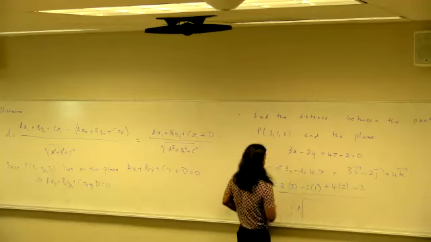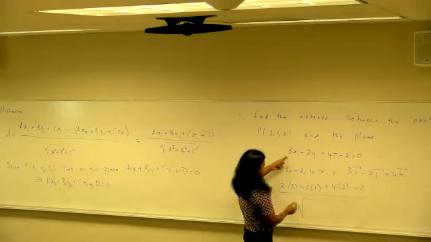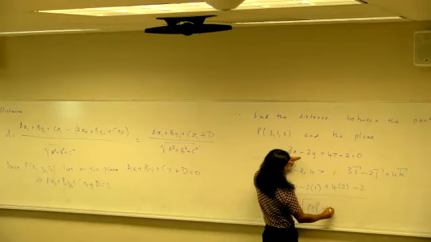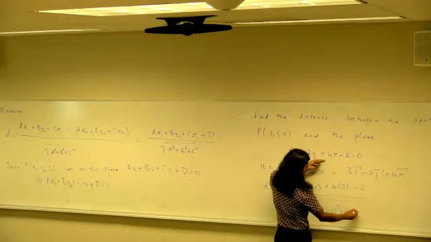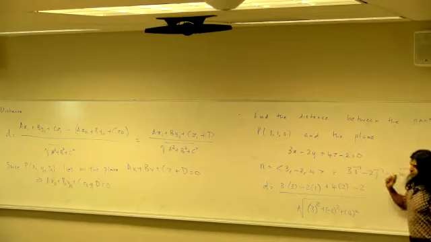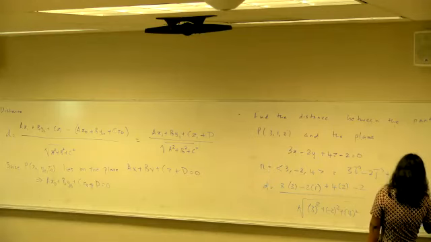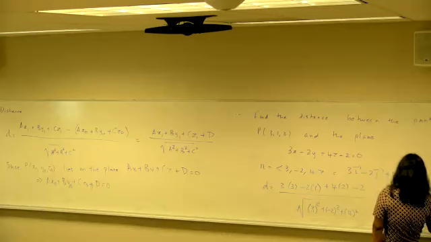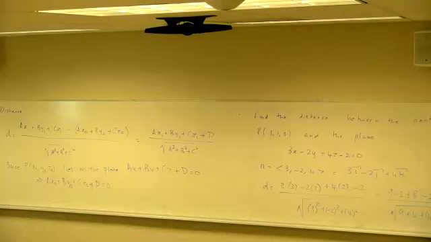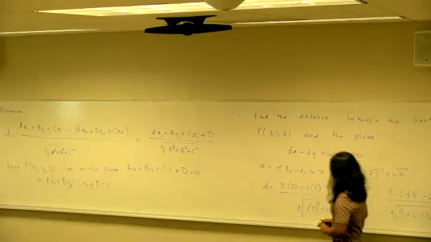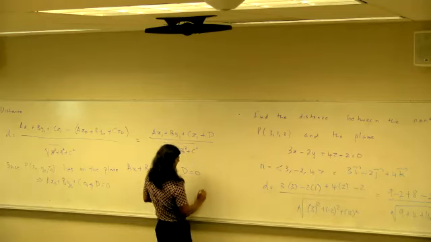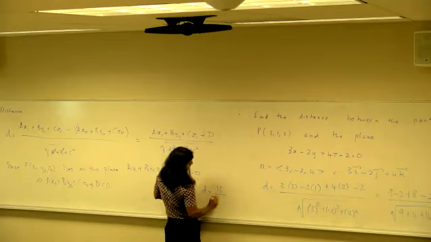Square root of 3 squared plus minus 2 squared plus 4 squared. Good. Put it in the equation: 9 minus 2 plus 8 minus 2, divided by square root of 9 plus 4 plus 16. 17 minus 4, which is 13, over square root of 29.